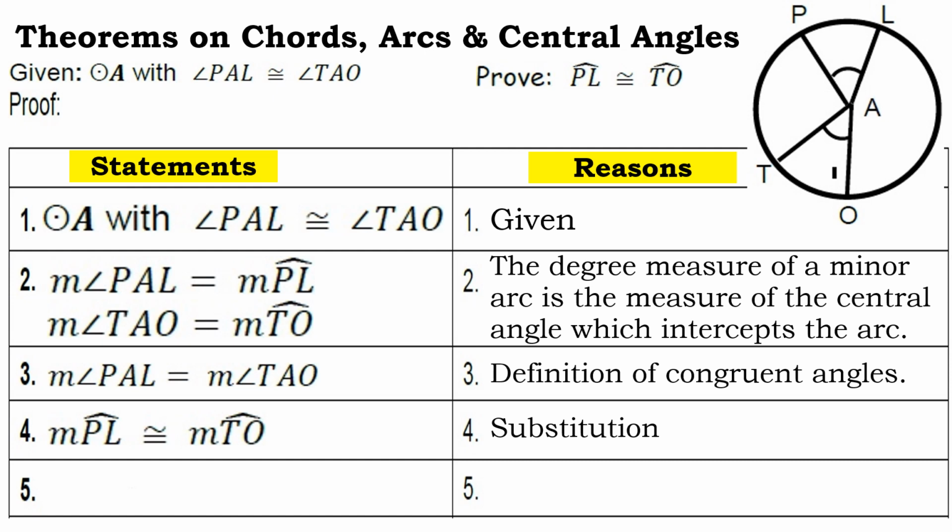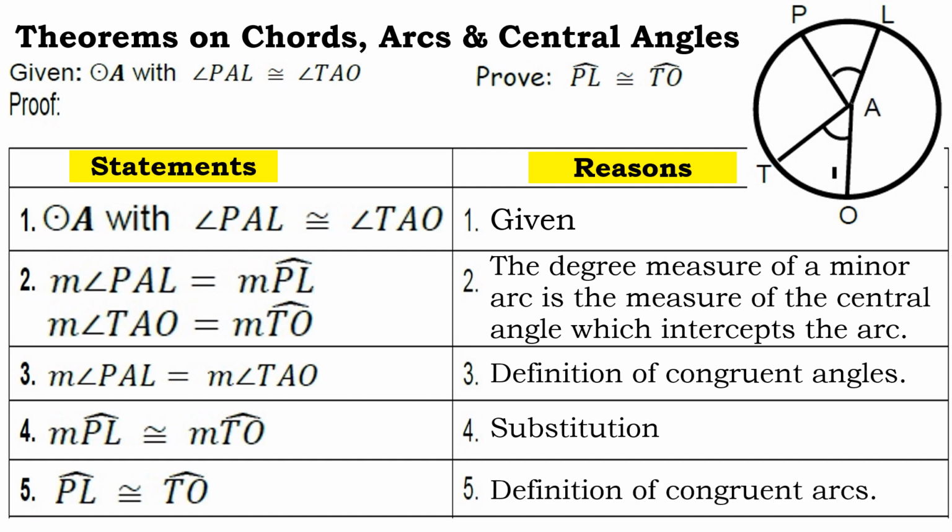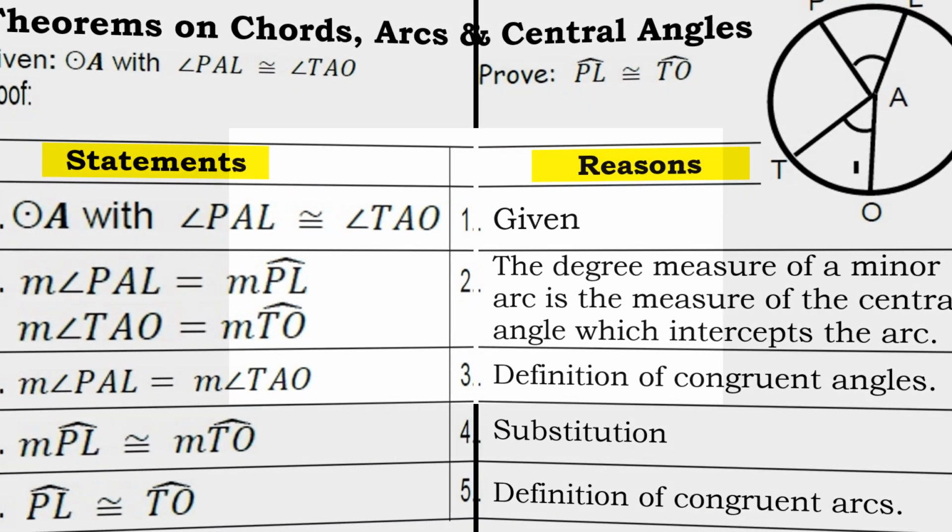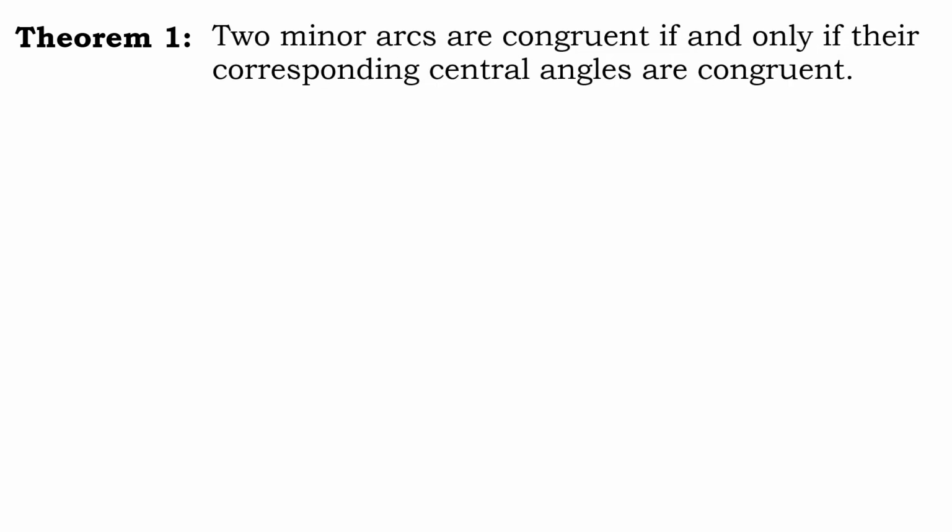We can now prove that arc PL is congruent to arc TO by definition of congruent arcs. So, we end when we have proved our concept. Our previous example explains theorem number 1, which states that two minor arcs are congruent if and only if their corresponding central angles are congruent.